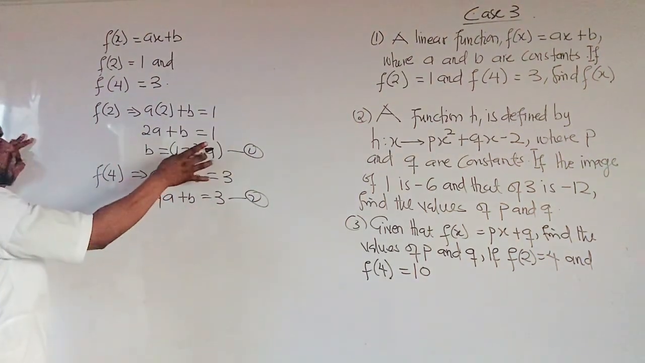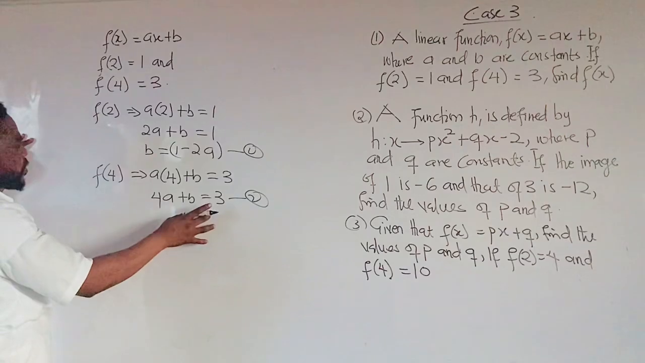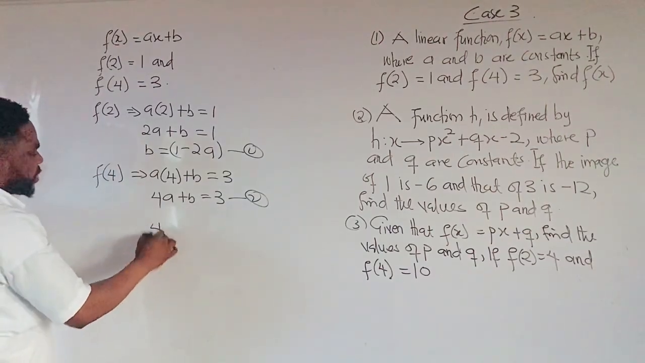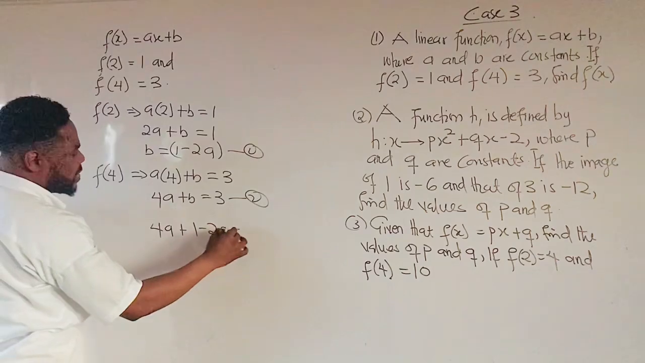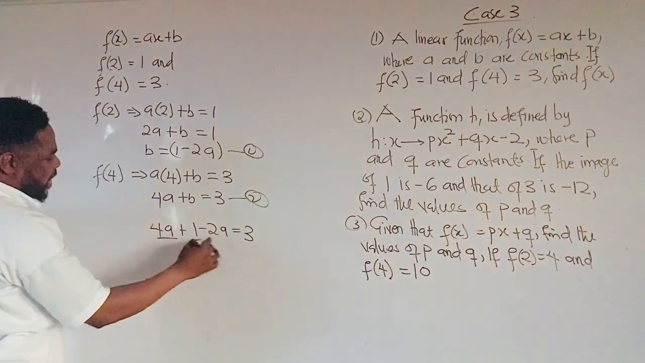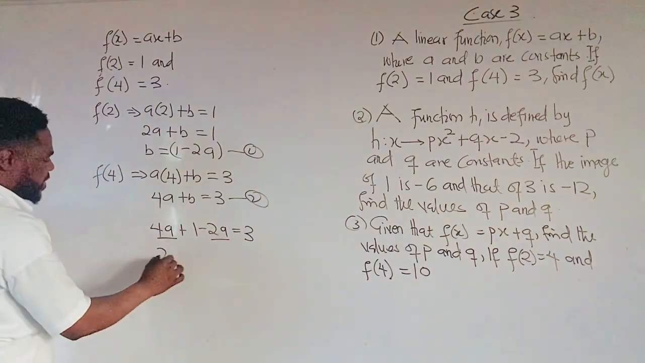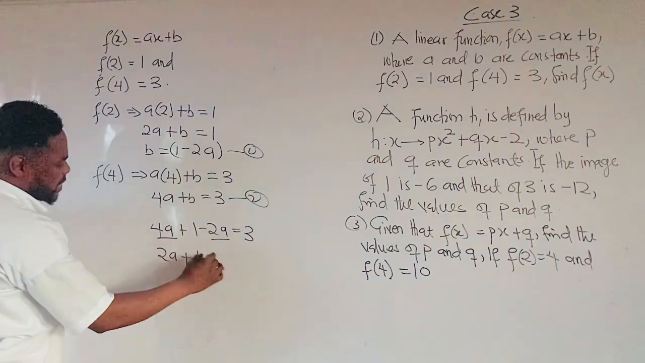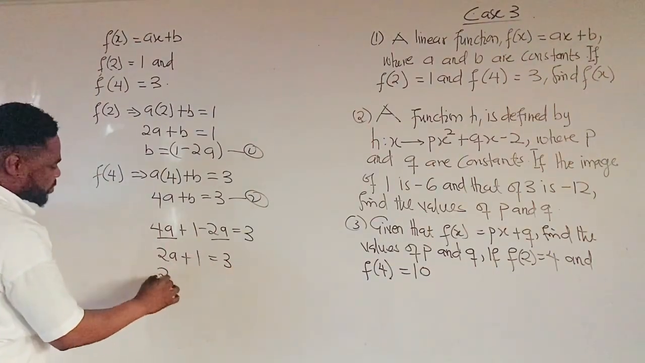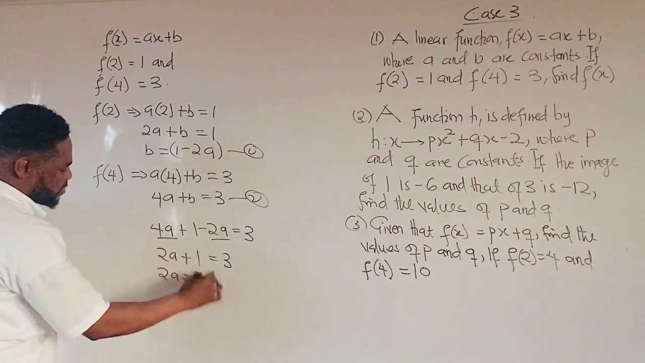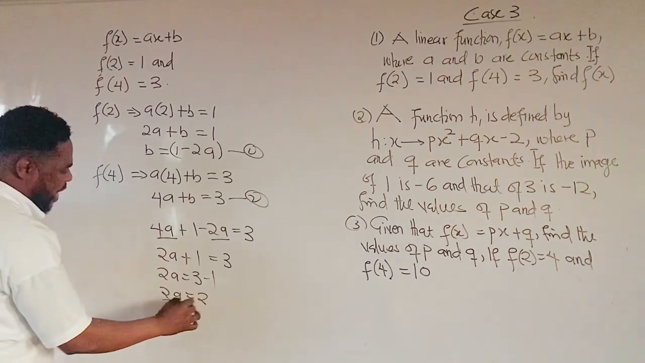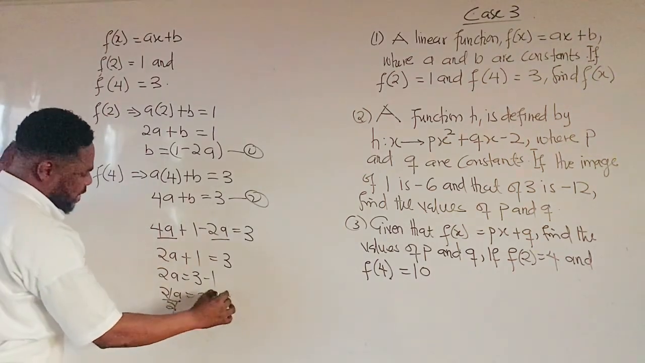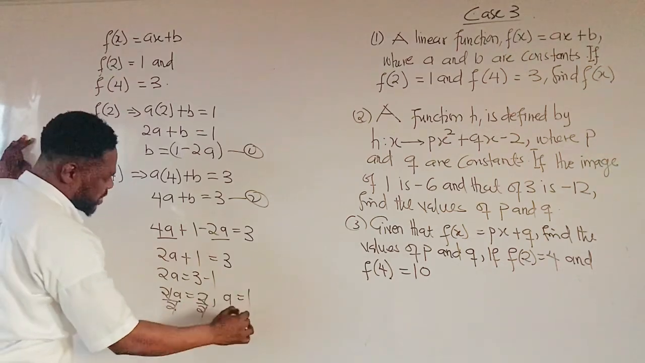Now we can substitute our equation 1 into equation 2, all right? And we are going to have 4a plus 1 minus 2a equal to 3. Now 4a minus 2a will give us 2a plus 1 equal to 3. Viewers, 2a will be equal to 3 minus 1. 2a will be equal to 2. We divide both sides by 2, and our a is going to be 1.